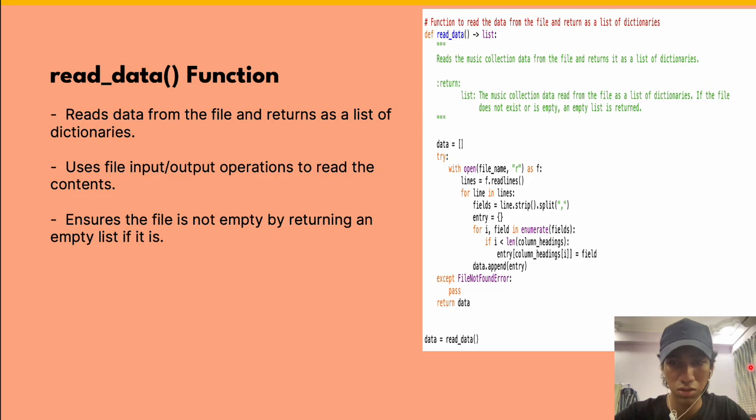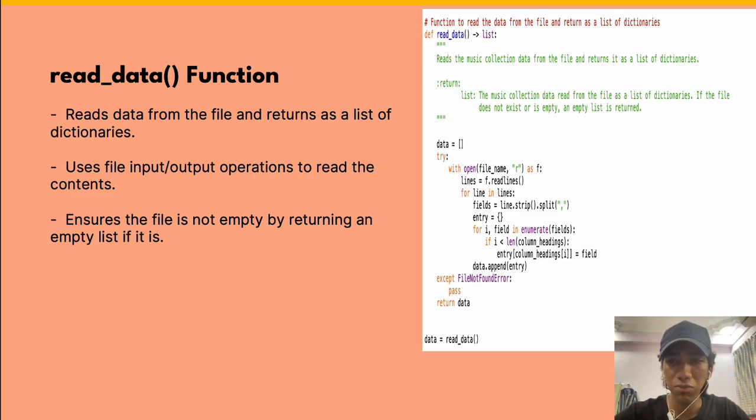Here's how it works. The function defines an empty list called data to store the music collection. It opens the file specified by the file name variable in read-only mode using the with open statement. It reads each line in the file using the readlines method and stores them in the lines list. For each line, the function splits it into fields using the split method with the symbol delimiter.